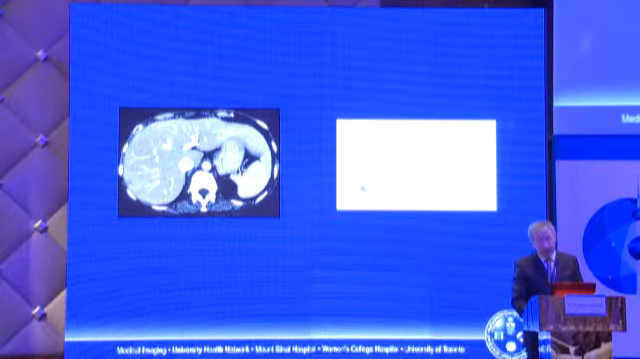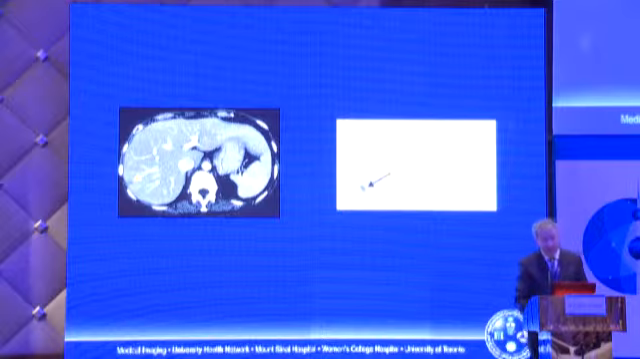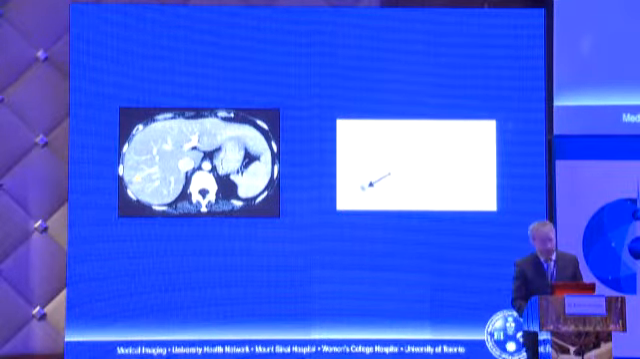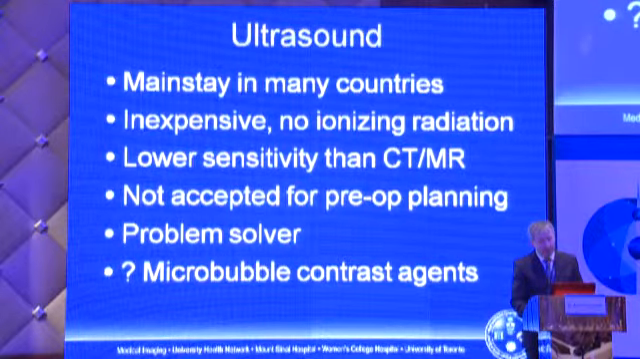And this patient also happened to have a PET CT, and we can see activity. PET, I think, is probably much better for extrahepatic disease. It's not reliable for small metastases in the liver, and I think many centers would use a cutoff of about 1 centimeter. Ultrasound is a mainstay in many countries.